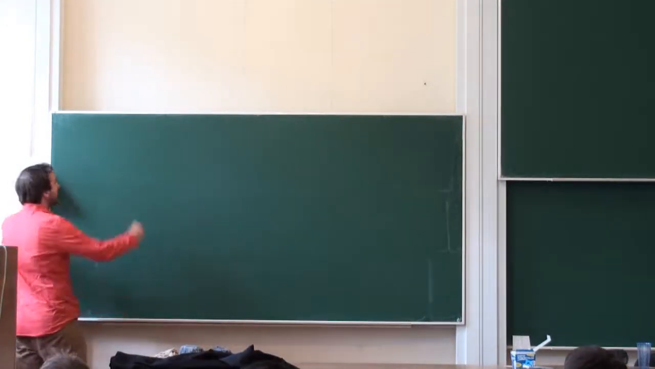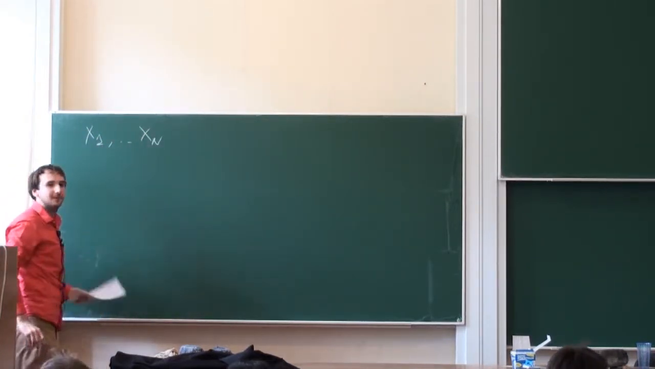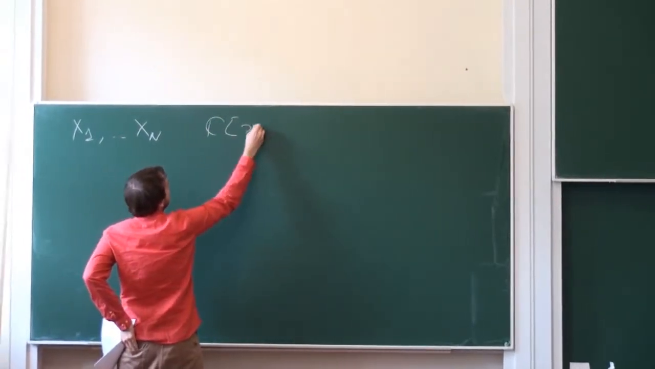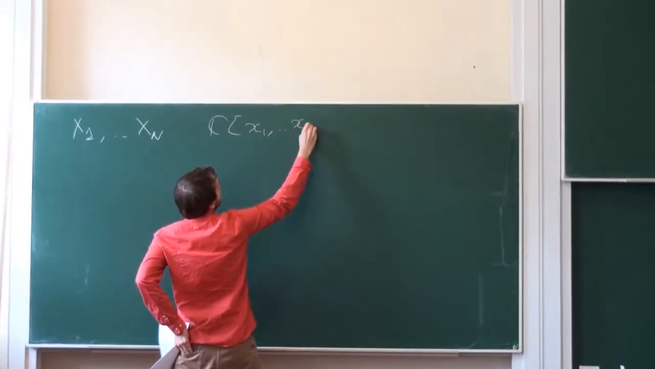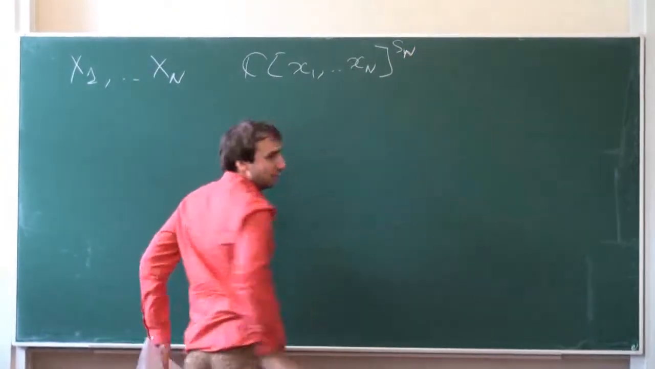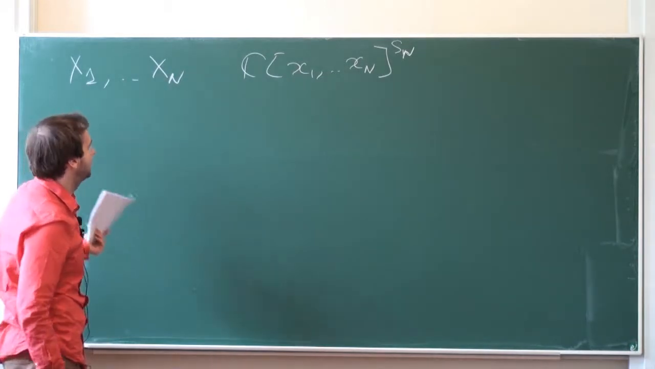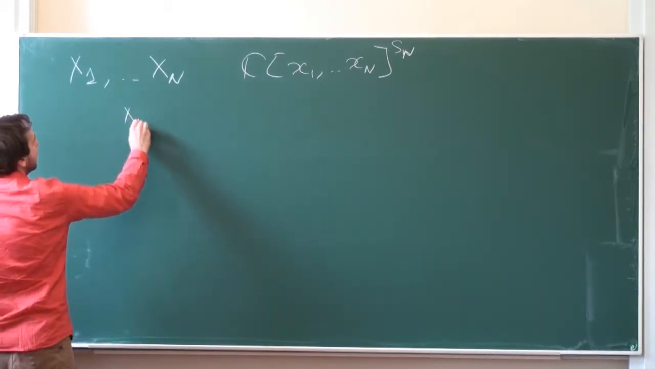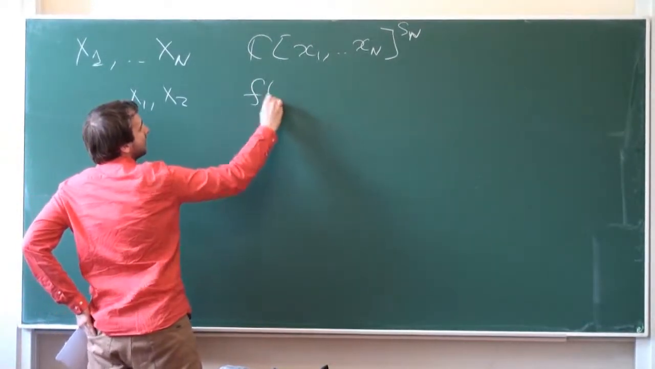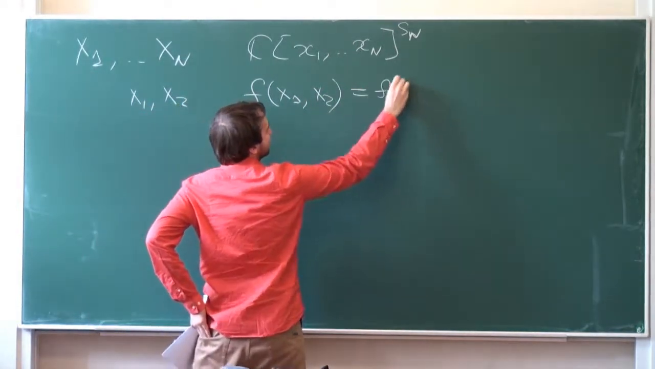So take n variables, x1, ..., xn. So consider symmetric polynomials in these variables. So we'll consider the ring of all symmetric polynomials in variables x1, ..., xn. So these are polynomials which are invariant under permutations of coordinates. For example, if you have just 2 variables, x1 and x2, then a symmetric polynomial is a polynomial of these 2 variables which satisfies a very simple identity.